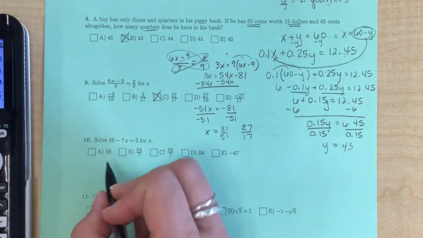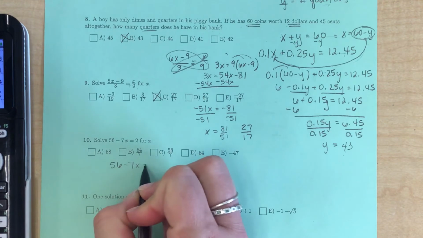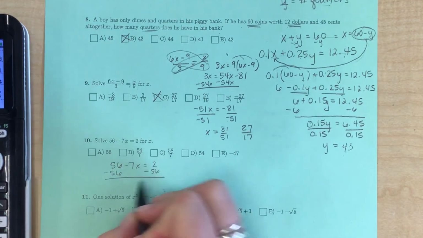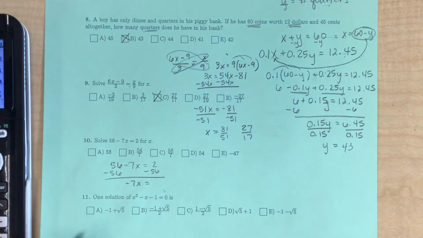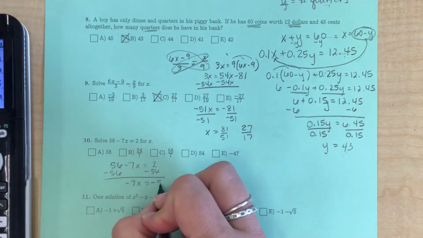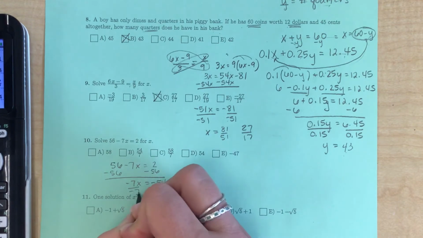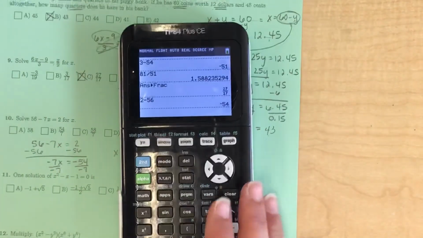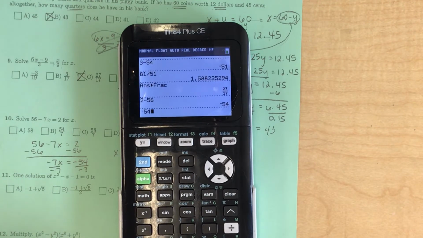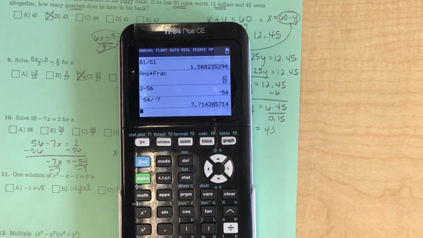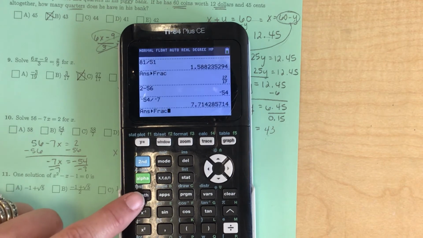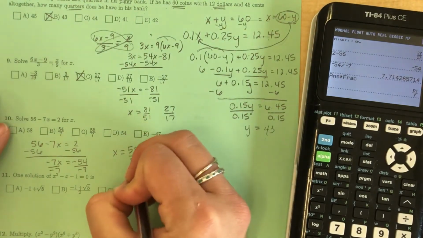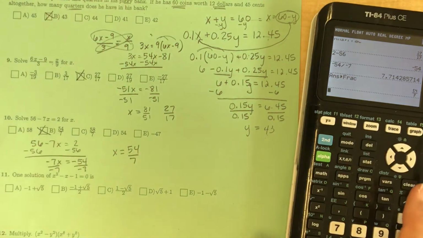Number 10, we're solving for x. So again, just get x by itself. So subtract 56 from both sides. Negative 7x equals 2 minus 56, which is negative 54. And then divide by negative 7. Negative over a negative, again, so I'll show it here. If I do negative 54 divided by negative 7, hit enter, and then I hit math, enter, enter, that gives me 54 over 7. So the answer is B.